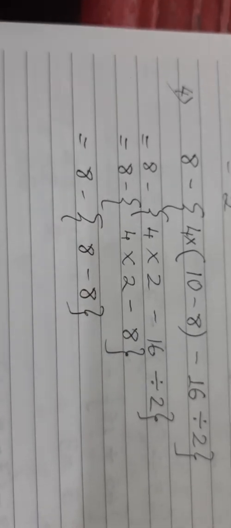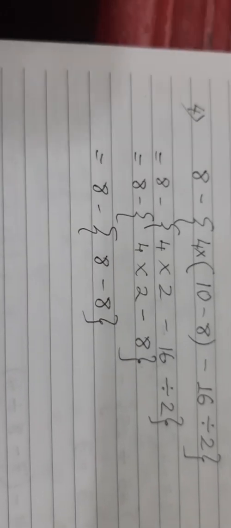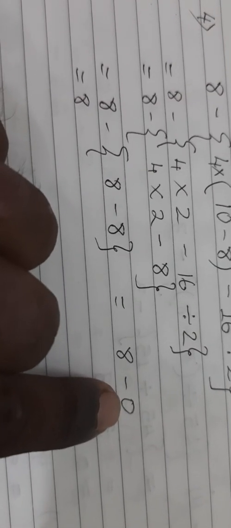So within the curly brackets, or the second bracket, we have 4 into 2, 8 minus 8. 8 minus 8 is 0. So finally we can lift up the second bracket and write 0. Single value needs no bracket. 8 minus 0 is 8. So the answer of question number 4 is 8.